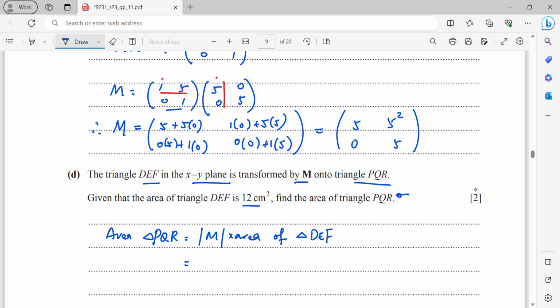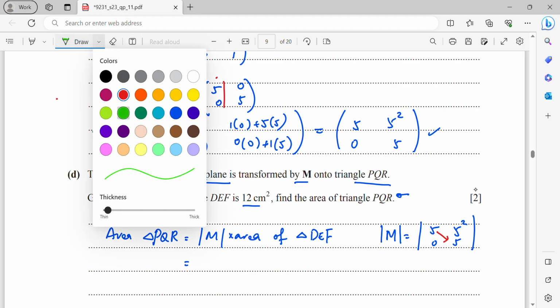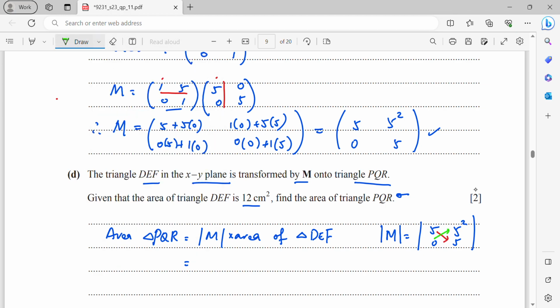Now this is our M. To get the determinant of M, we have solved the determinant in a previous question. It is the cross multiplication, meaning you use the red arrow minus the green arrow. So I will get 5 times 5 is 25 minus 0, therefore 25. Then I will get 25 times the area of the triangle DEF, which is 12. Therefore, you will get 300 centimeters squared.